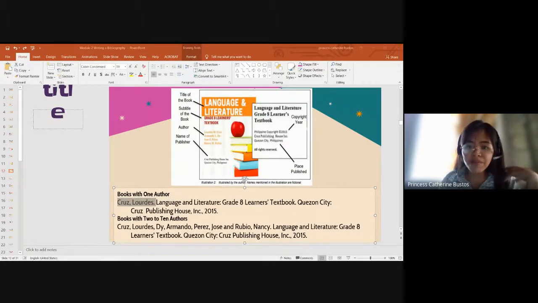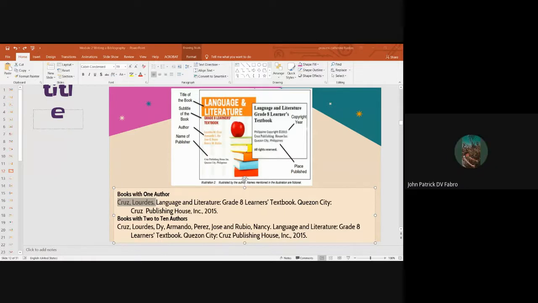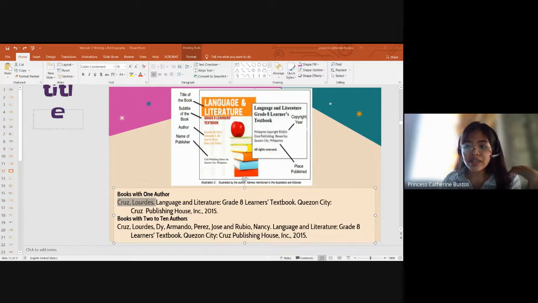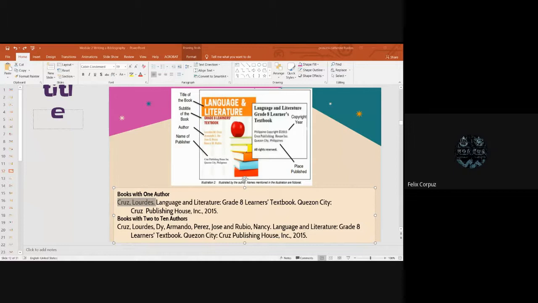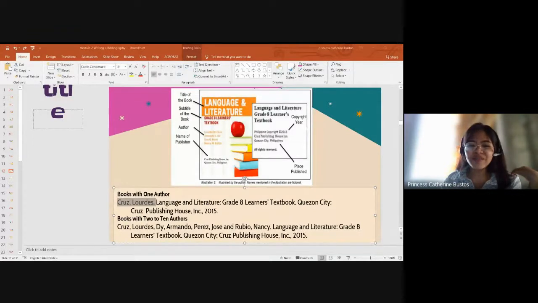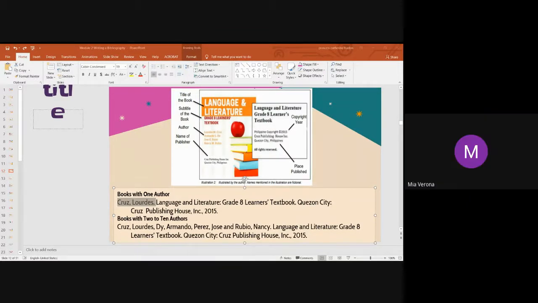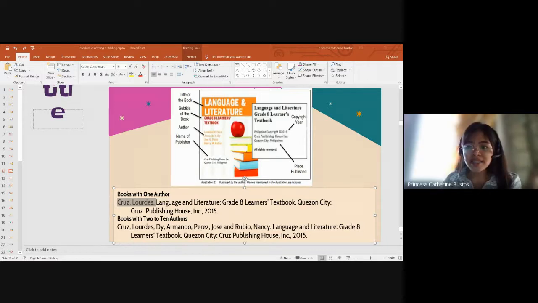Next, do we have the name of publisher? Yes. Okay. So what's the name of the publisher? Cruz Publishing House Incorporation. Very good. So we have Cruz Publishing House Incorporation. Now, do we have the place published? The place where the book was published? Quezon City. Very good. So we have Quezon City.